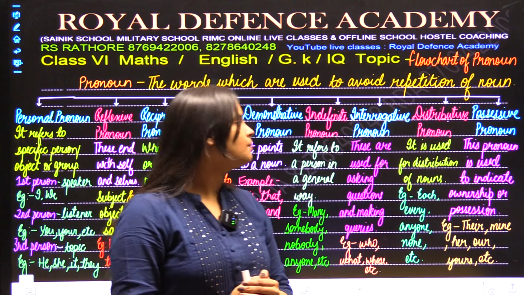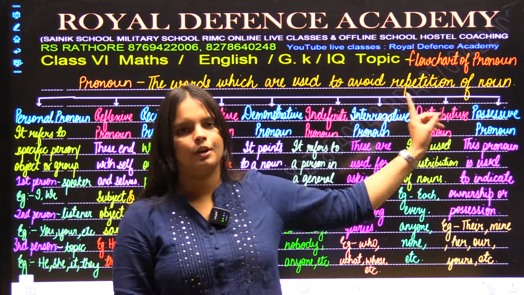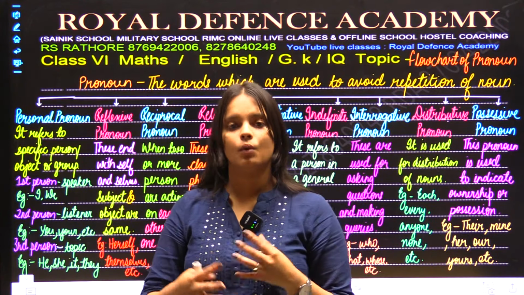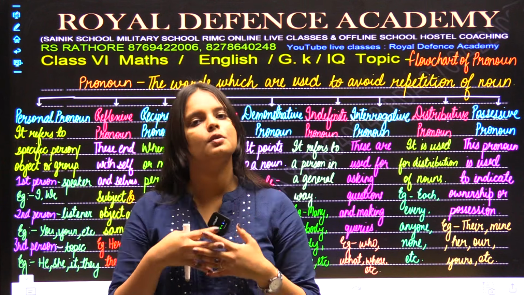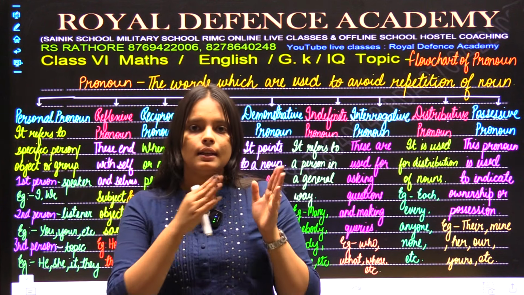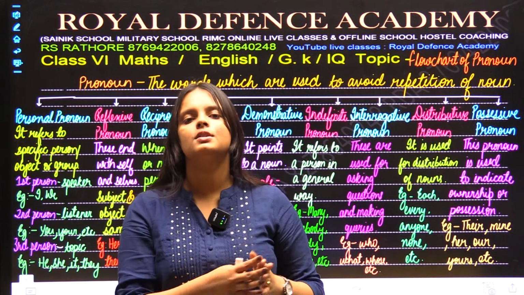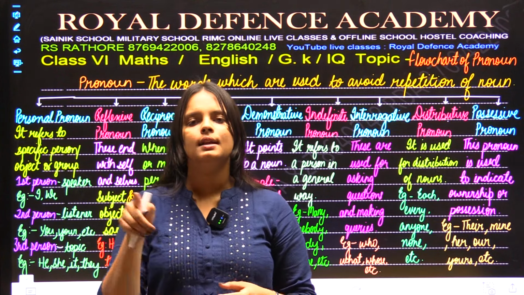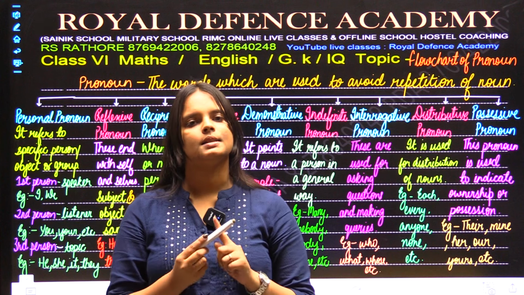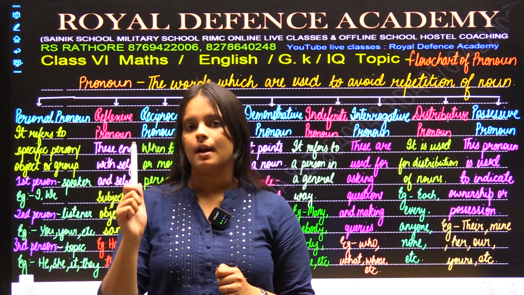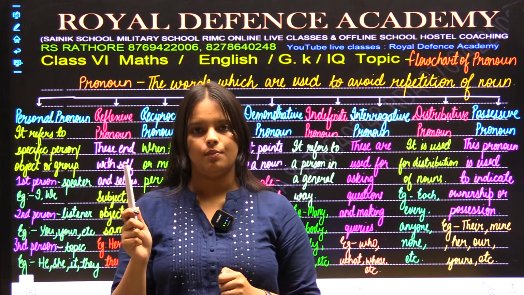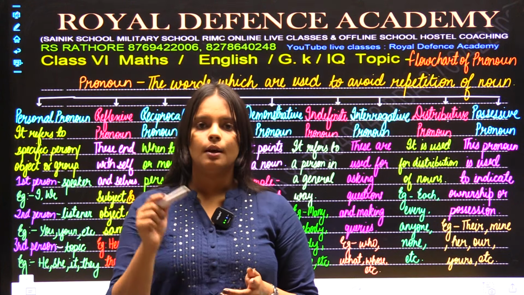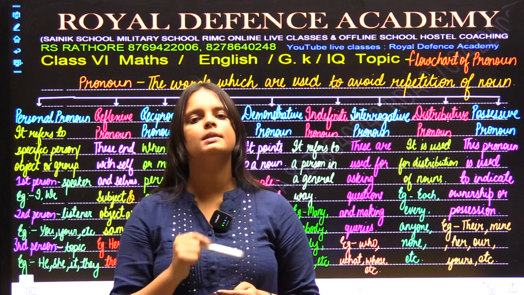Now the last one is possessive pronoun, and the most popular pronoun is possessive pronoun. This pronoun indicates possession or ownership. The one who is the owner, you will use this pronoun. This pronoun is used for a person who is owning something, who is the owner of something. For example, this pen is mine. This pen is mine means I am the owner of this pen. Mine is a possessive pronoun. This is your book. The book belongs to you. Your is a possessive pronoun.